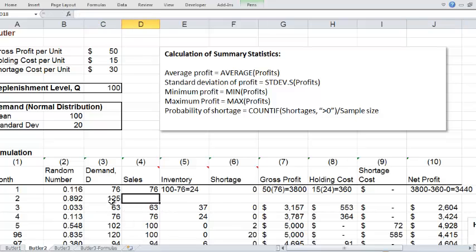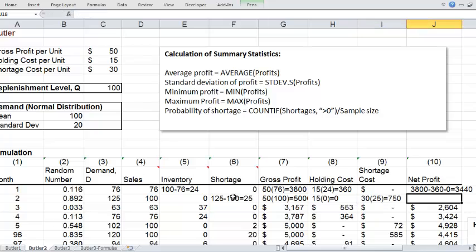In the second month, you see that the demand was 125, exceeding the replenishment level. So the sales will be, again, the smaller of the two, which is 100. The inventory will be nothing since demand exceeded the supply. And then shortage will be 125 minus 100, which is 25, so that was the number of units short. Gross profit is 50 times the sales, 100, which is 5,000. Holding cost, 15 times 0 is 0. Shortage cost is 30 times 25 is 750. So we have here 5,000 minus 0 minus 750 is equal to 4,250.